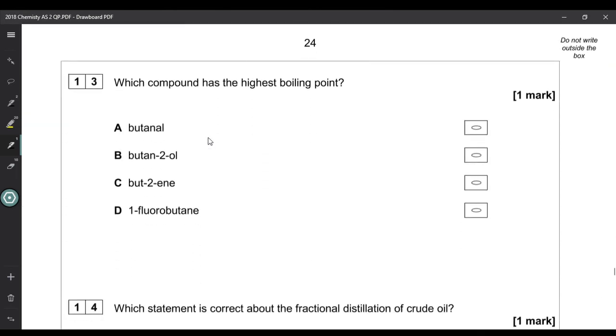Which compound has the highest boiling point? So this one is B. Now a lot of students during the exam thought the answer was D, because I think that they thought that there was a number of hydrogen bonds between the molecules, but that's not the case.